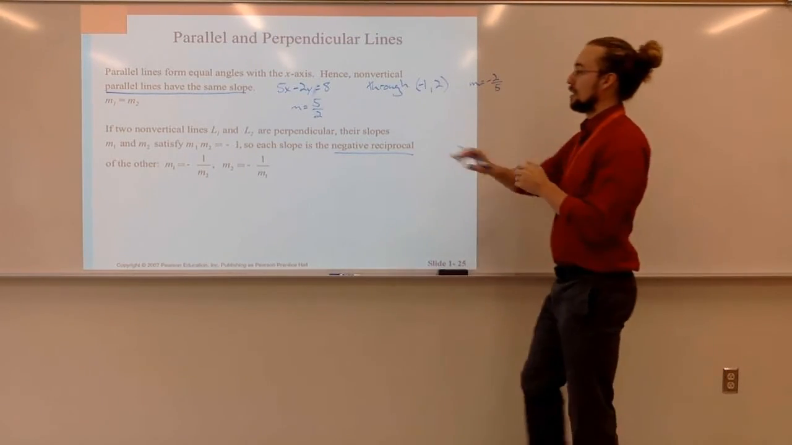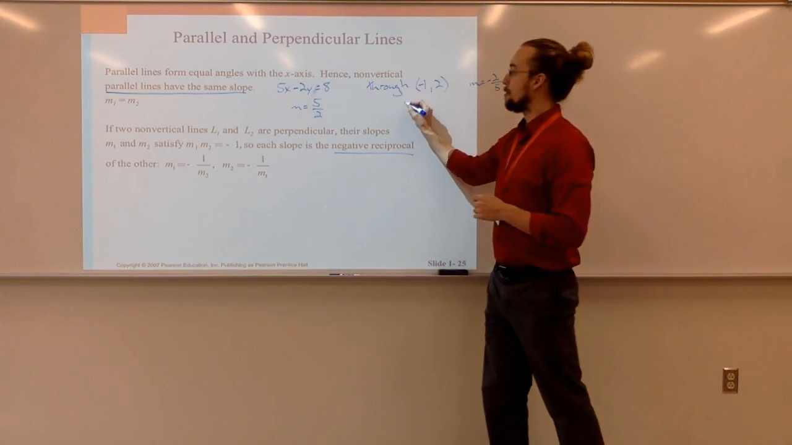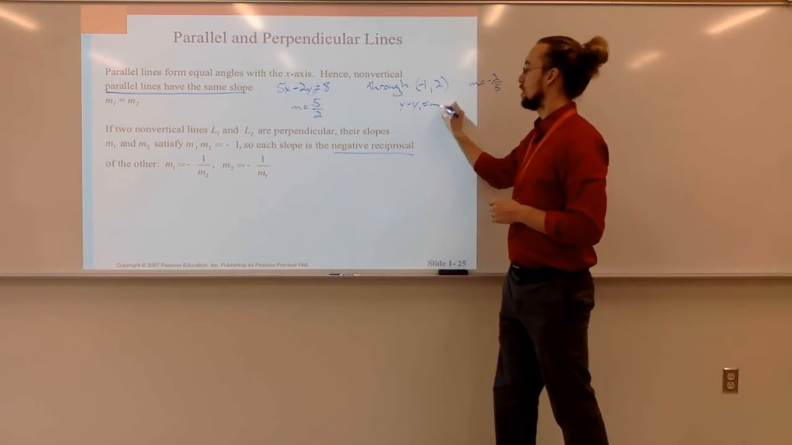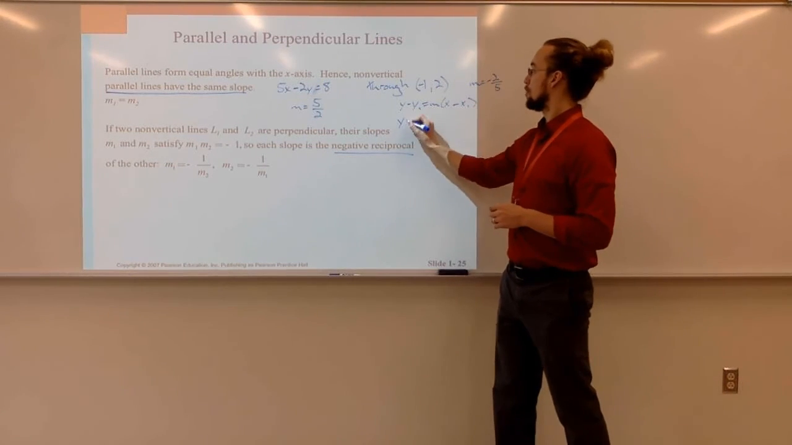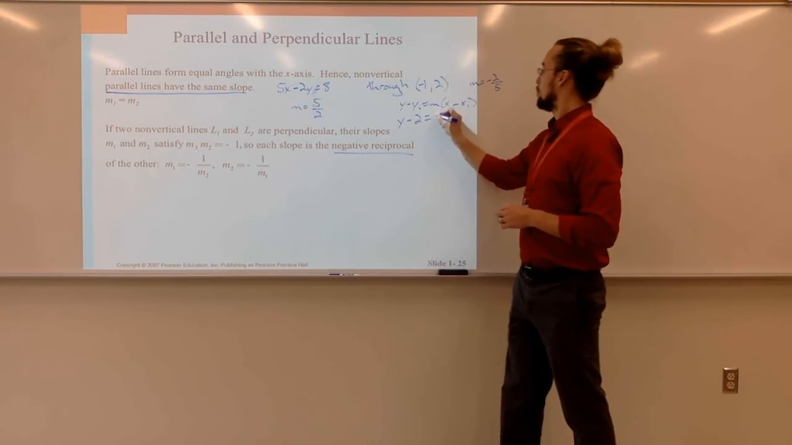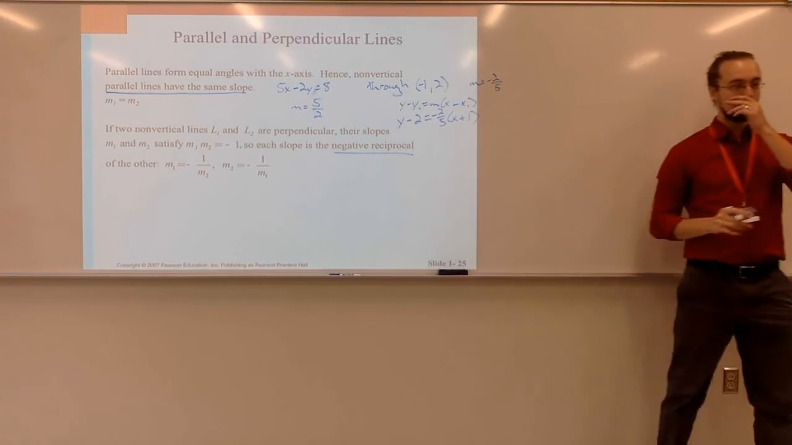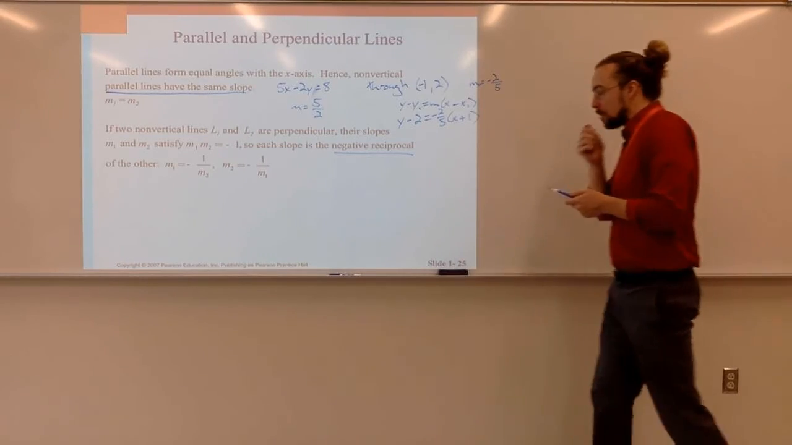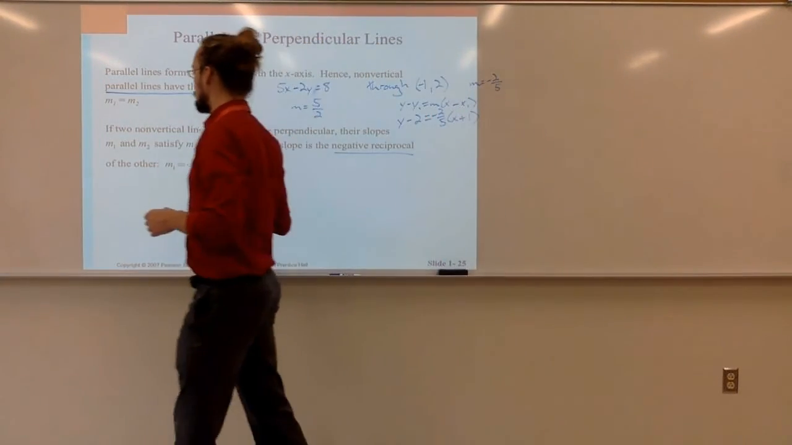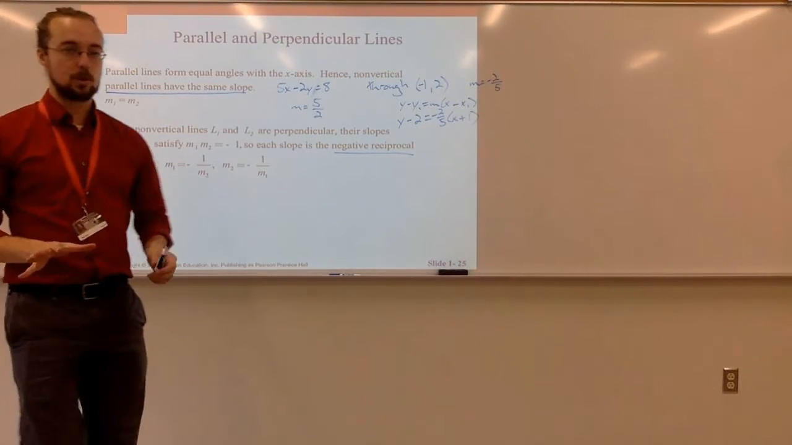Alright, so once I find the slope of this line, I would just take the opposite reciprocal and plug it into y minus y1 equals m times x minus x1. So y minus 2 equals negative 2/5 times x plus 1. So parallel lines have the same slope. Perpendicular lines have opposite reciprocal slopes. Good on that idea?